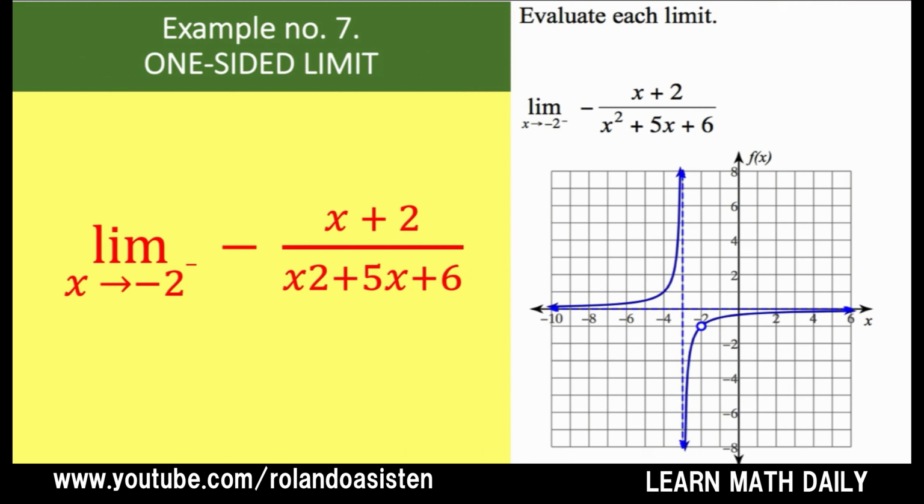So this is now our last example in this video. What is the limit of this rational function as x approaches negative 2 from the left? So we are after the one-sided limit in this question. So where is negative 2? Negative 2 is this point. As x approaches negative 2 from the left, so the left side is here, the y values are approaching y equals -1. So therefore, the limit of this function is -1.